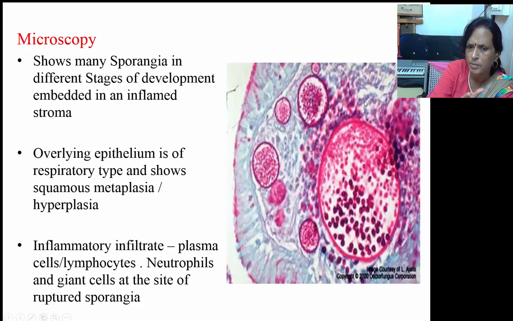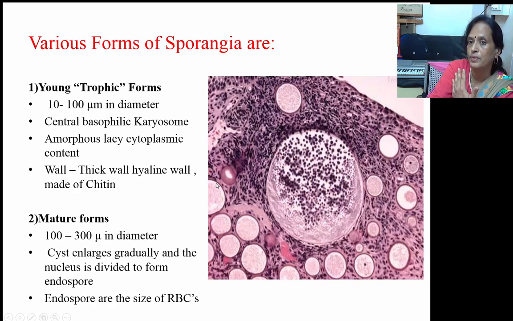And what do we say? Background, I said inflammatory cells or inflamed stroma. And what are the cells that are seen? So plasma cells, lymphocytes, that says it's a chronic inflammation. But in these places, see, the sporangium has ruptured and the endospores are liberated. That means that's a fresh lesion there. Here we see neutrophils. Is it only neutrophils? No, this is something not related to common structure that is related to the body. So this is recognized as a foreign body and the body reacts by producing foreign body type of giant cells also.